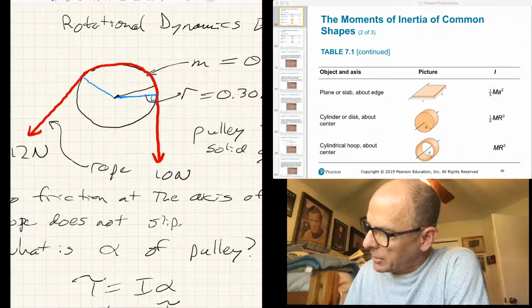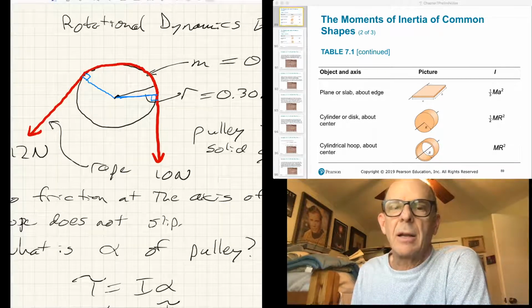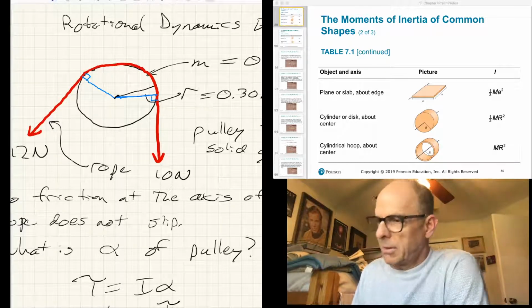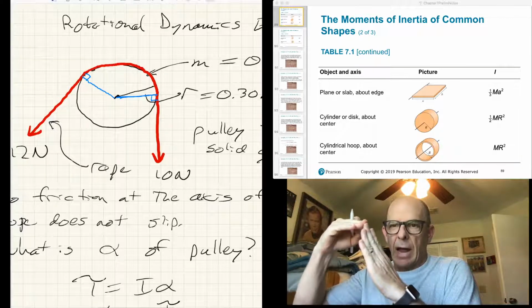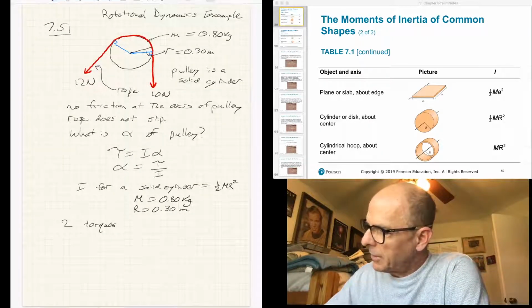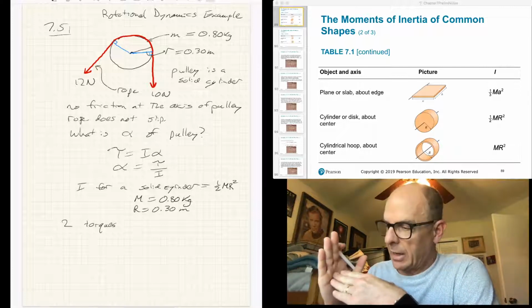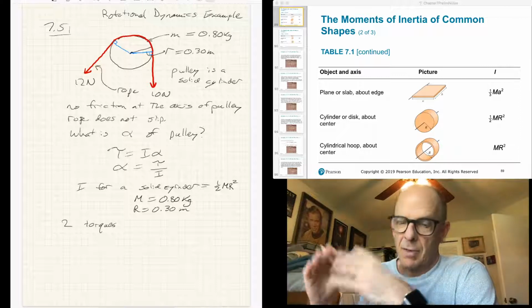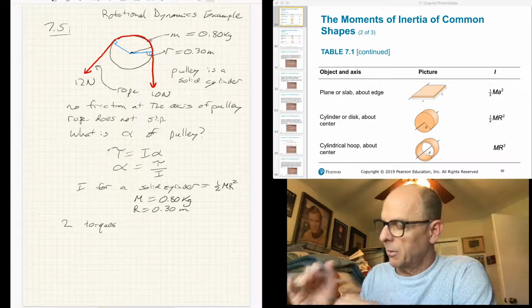And where the rope on the other side leaves it is also a right angle. If you've got a circular pulley and you drag the rope over it, it's always going to be having its last contact with the pulley at a right angle. So that means that the torque at each side is just the product of the force and the radius. I don't have to worry about cosine or sine of any angle, because they're perpendicular to each other.